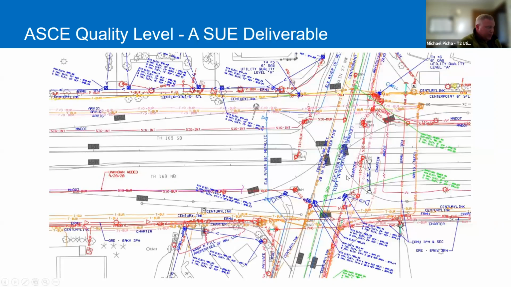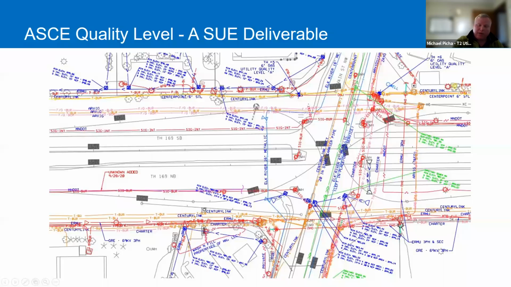Here's an example of some of the work we do when we compile all this information. As you can see, there's a metallic water line coming across here. We have all sorts of communication over here, including RVIG and CenturyLink, which is now Lumen. We've got some transmission lines. You can see we've done some test holes on some of the gas. We put all this information in here.